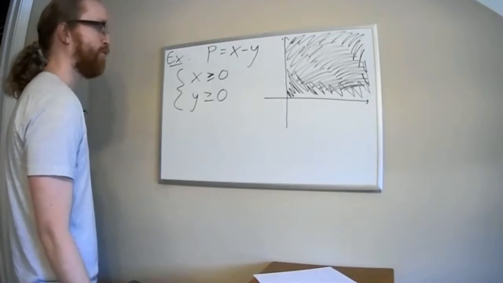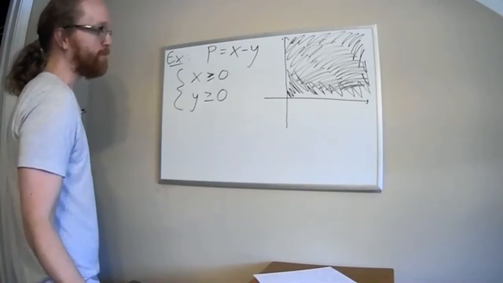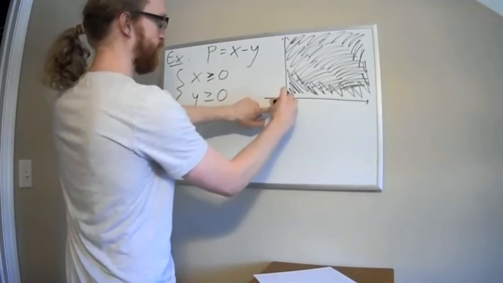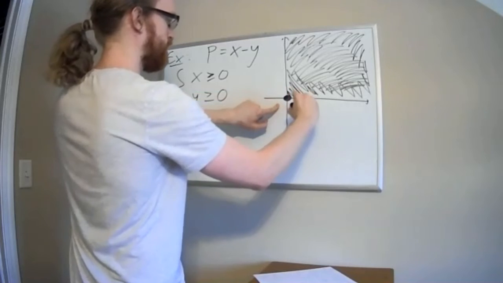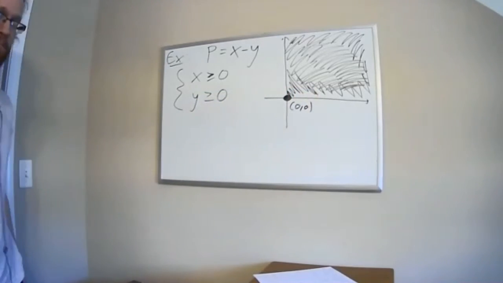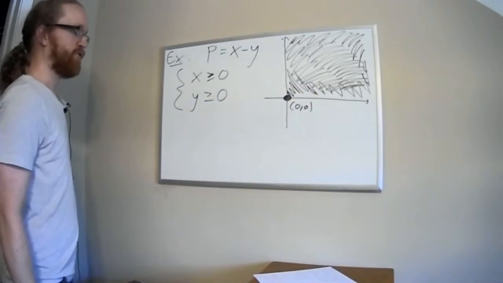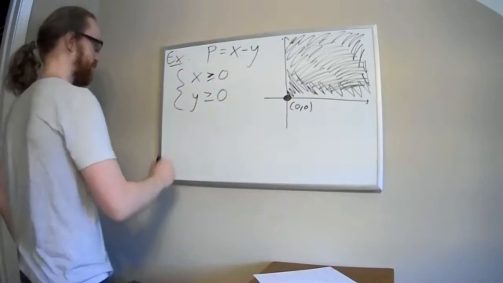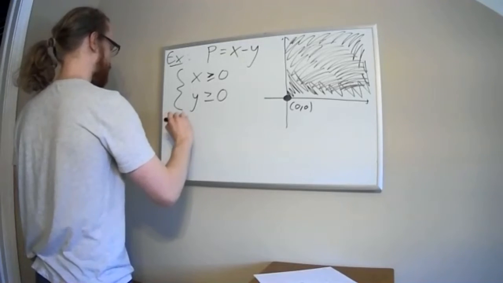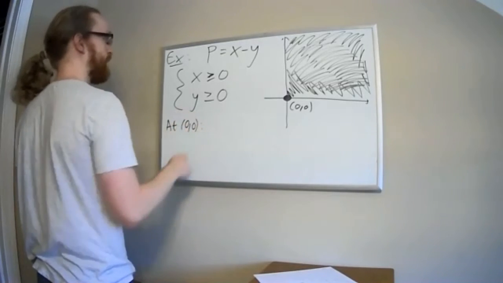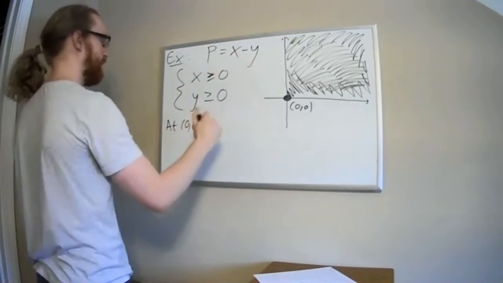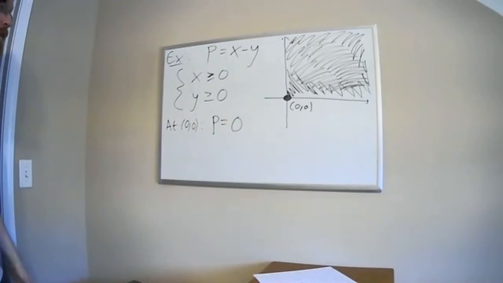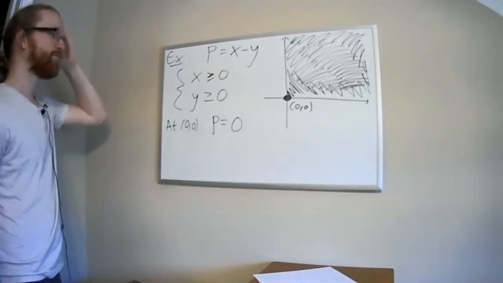Now, how many corner points do I have? Well, there's only the two lines, and they intersect in one point. So there's one corner point. It's the origin. 0, 0 is my only corner point. So according to our procedure, I need to first test my function at the corner point. At 0, 0, what is my function? Well, I just plug in 0 for both. p is just going to be equal to 0, because I'll get 0 minus 0. So at the origin, my function is 0.